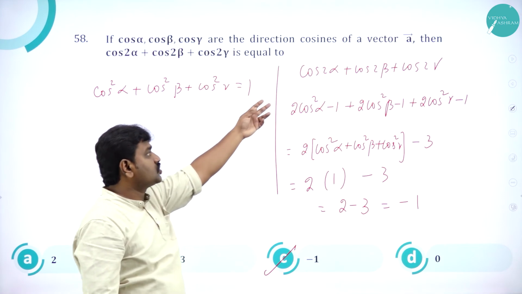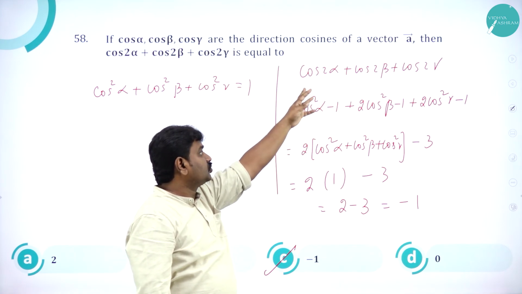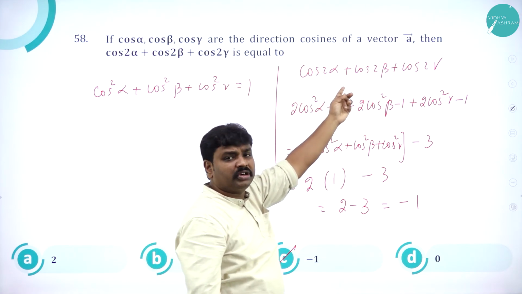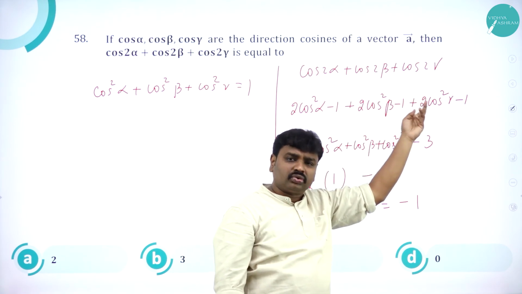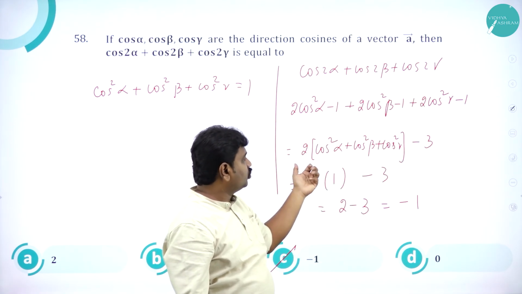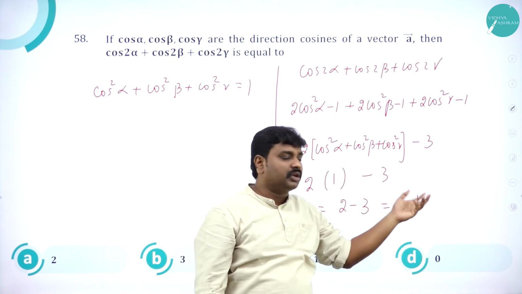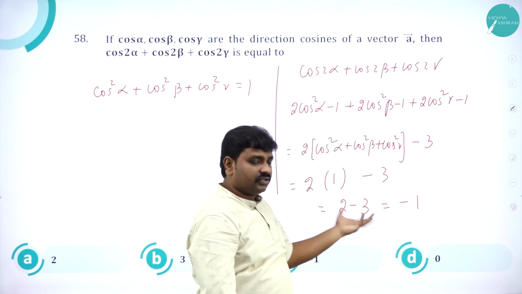What is cos 2 alpha in terms of cos? So cos 2 alpha can be written as 2 cos square alpha minus 1. Cos 2 beta, 2 cos square beta minus 1. Cos 2 gamma, 2 cos square gamma minus 1. So take 2 common, you will get cos square alpha plus cos square beta plus cos square gamma. You know the value, that is 1. Simplify, you will get the answer.